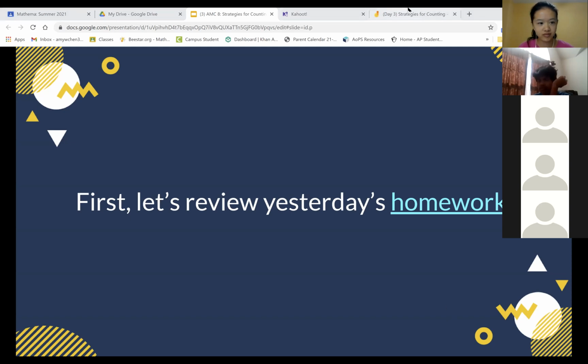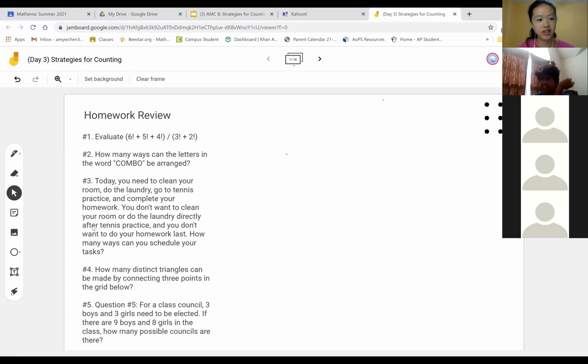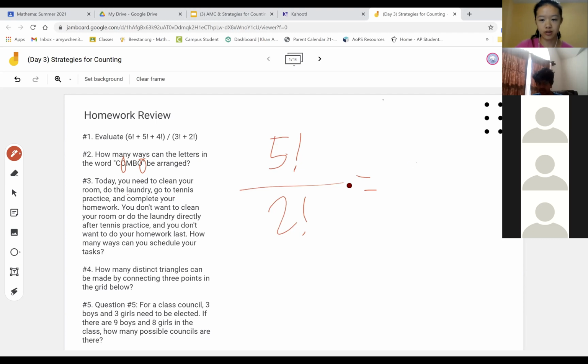Amy, do you want to do the second problem one more time? Okay, second problem. Because it's pretty easy. Just as a refresher, the way we get the number of permutations in a word is to take the factorial of the number of letters in the word. So the word combo has 5 letters in it. So we would do 5 factorial. However, since there are repeated letters, there are 2 O's. Whenever we have repeated letters, we have to divide by the factorial of the number of repeats. So we would do 5 factorial divided by 2 factorial, which is 120 divided by 2, which is 60.